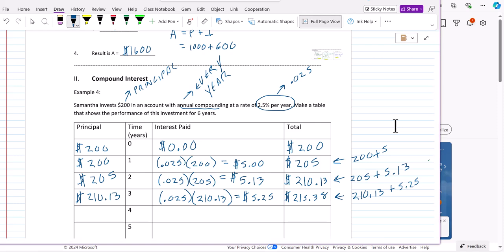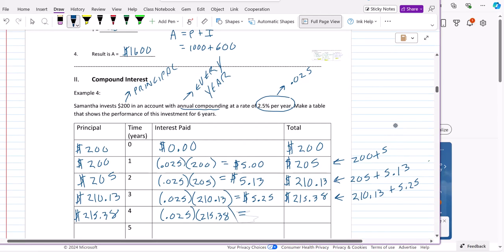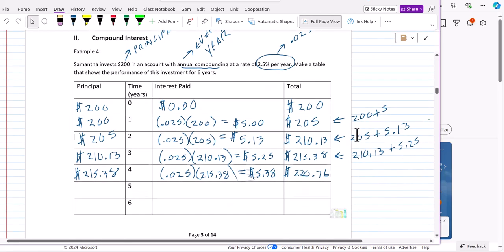Now just keep the process. We're going to bring down the 215.38. Then we're going to do the 0.025 times 215.38. You work that out on your calculator. That's going to give $5.38. Now I'm just going to write what the running total is here. Now you're going to have $220.76. And then we'll just do a couple more calculations.